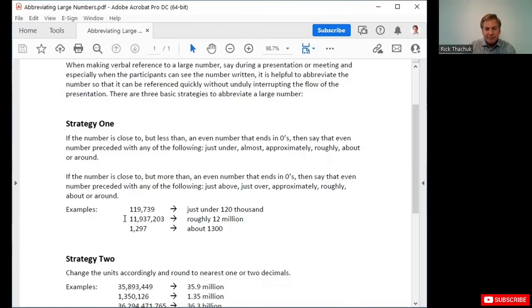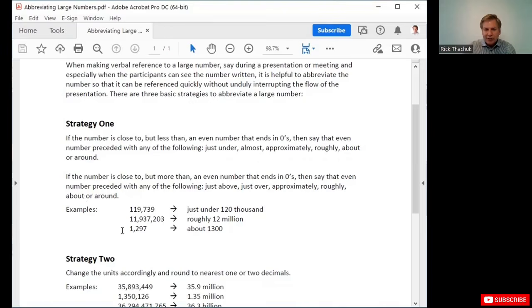Look at the next example. 11,937,203. That's a lot to say. And I don't want to have to repeat that entire number during a presentation, say, because I might lose the momentum of the presentation. Looking at this number, I see that it's very close to 12 million. 12 million is a nice even number. It's not quite 12 million, so I can say roughly 12 million. I can also say just under 12 million or almost 12 million or any one of these other words preceding the 12 million.